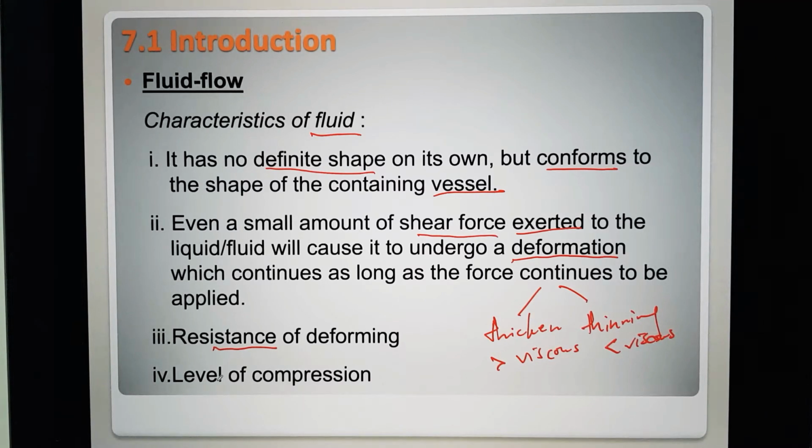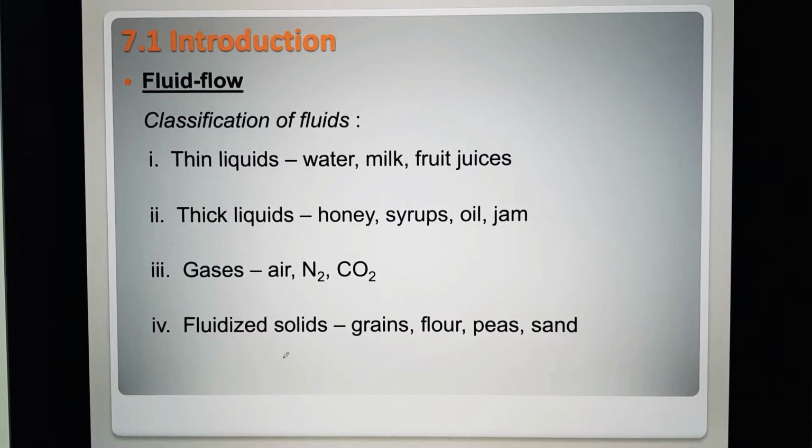Okay, number 4, level of compression. Level of compression really goes for the fluids that are able to be compressed. Okay, when we talk about water as a part of a fluid, water is non-compressible. It cannot be compressed. However, when we talk about gas, for example, CO2 or oxygen, they are able to be compressed. So what is the level of compression for that particular fluid and which type of fluid are we referring to?